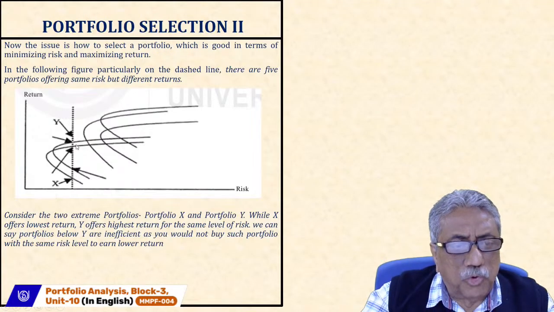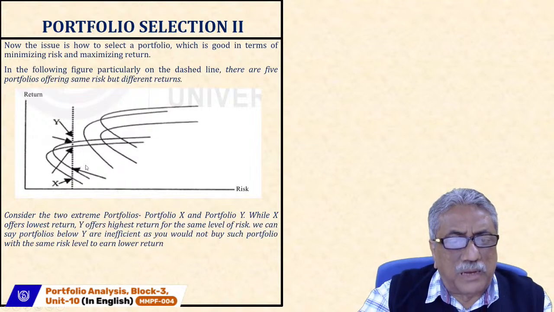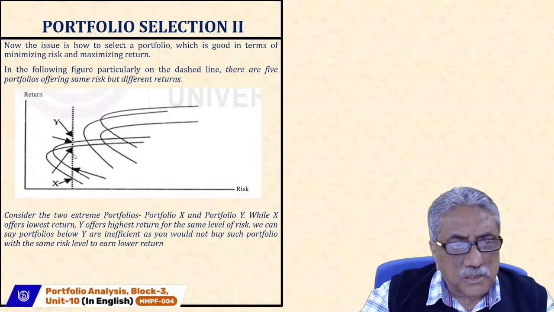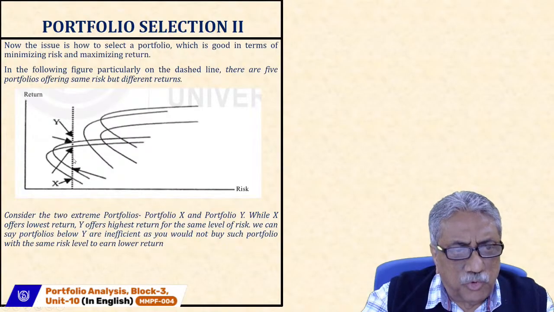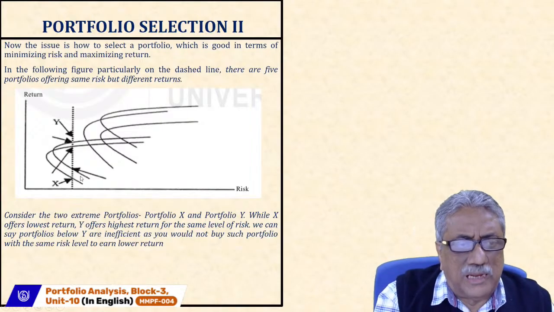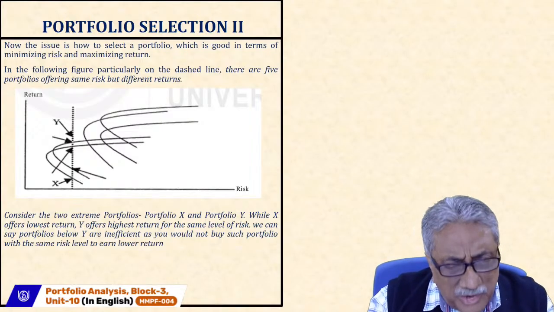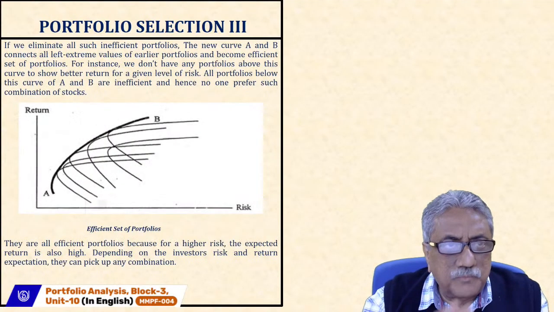Risk is the risk. The Y gives me the highest return here, more than the X. We can say portfolios below Y are inefficient, as you would not buy such a portfolio with the same risk level to earn a lower return. So risk level is this. So you will not buy the X portfolio, or Y, because Y gives you a better return. So X has lower return with the same risk. So you will try to avoid that. Now let's go to the next one.